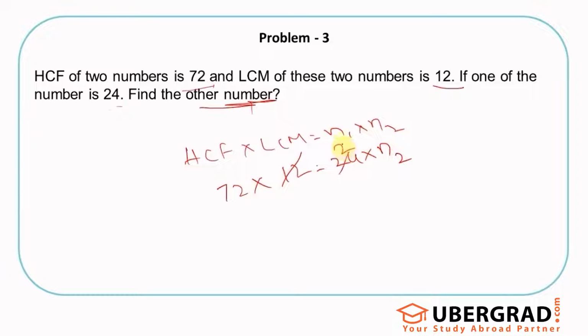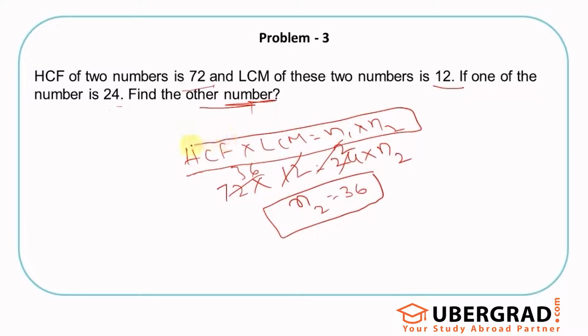12 times 72 would be the product, divided by 24. So the other number is 36. This is the property which would help you solve problems like this.